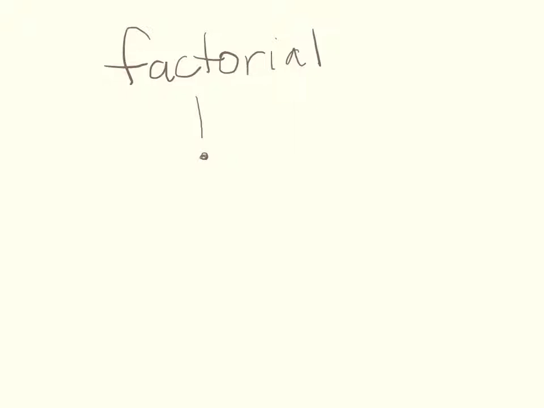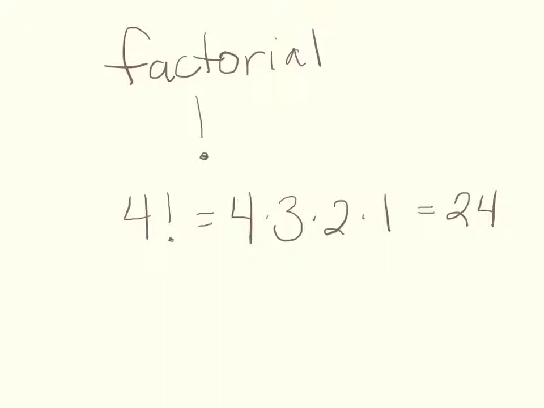And you'll see a number like 4, because I had 4 objects before, and then an exclamation point. What that means is to take the number and then count down from that number till you get to 1, multiplying everything. So 4 factorial is 4 times 3 is 12, times 2 is 24, times 1 is still 24. So there were 24 ways to arrange those 4 items.